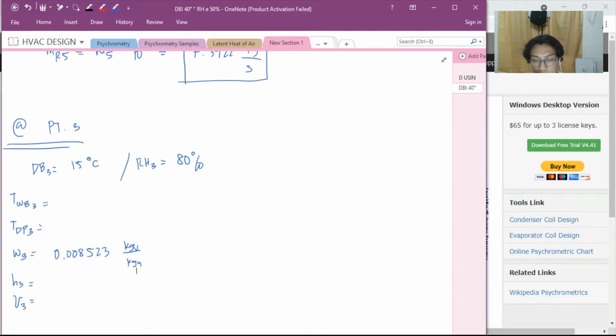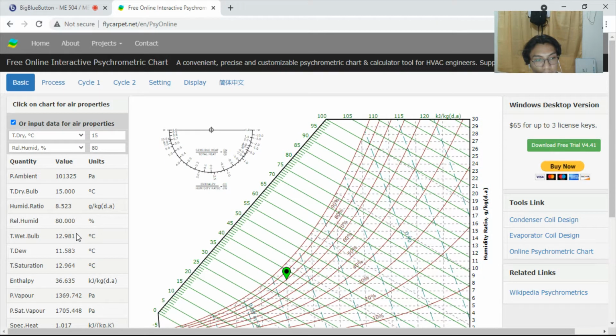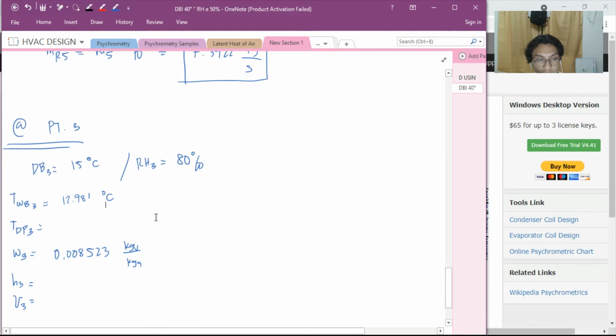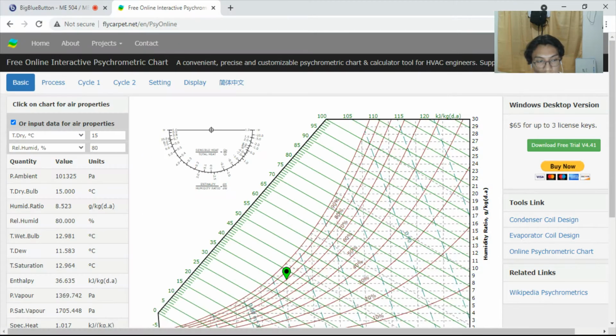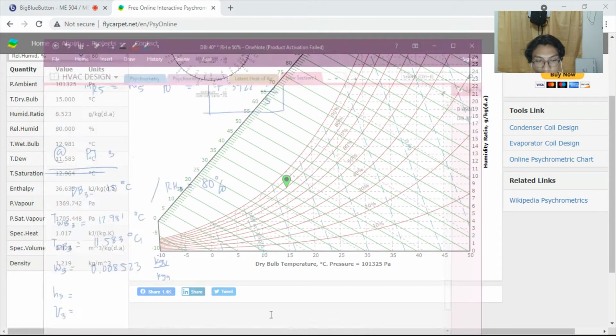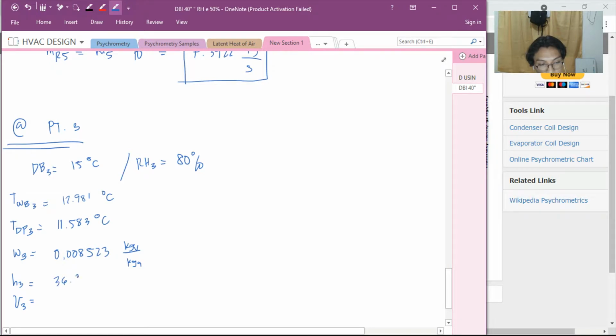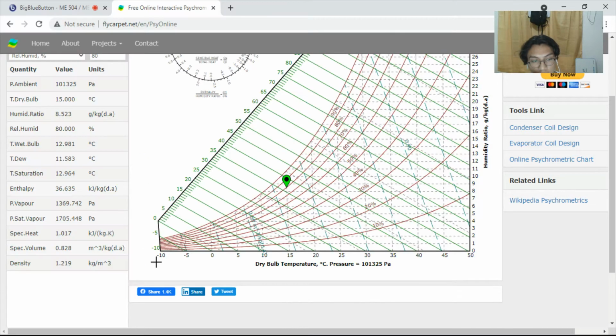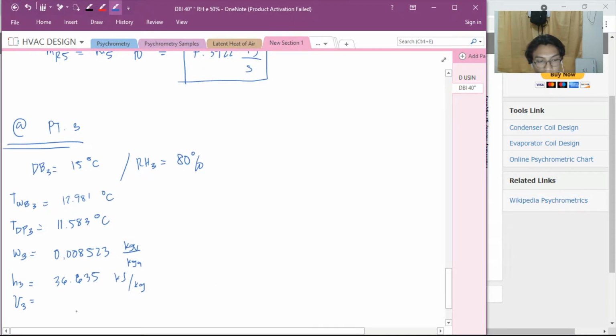How about wet bulb and dew point? Wet bulb 12.981. Dew point is 11.583. H3 is 36.635 kilojoule per kilogram. V3, that is 0.828 meter cube per kilogram. Let me post this one.